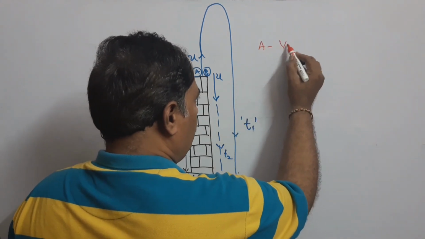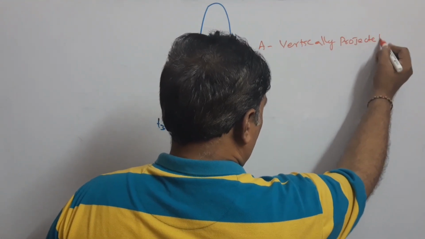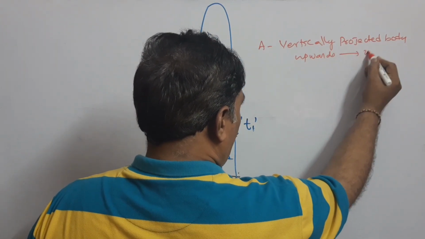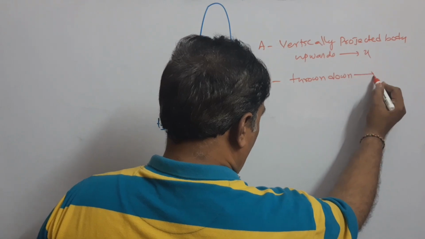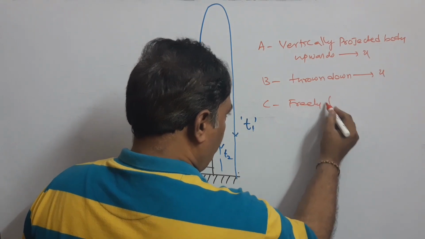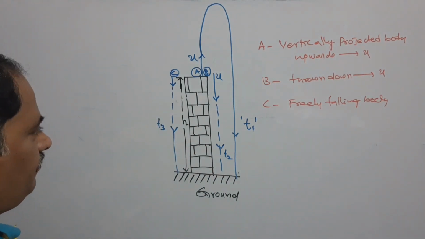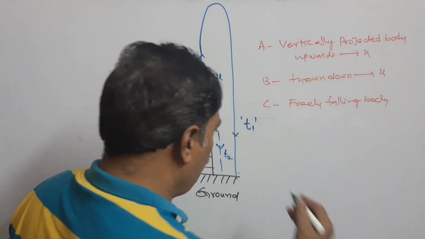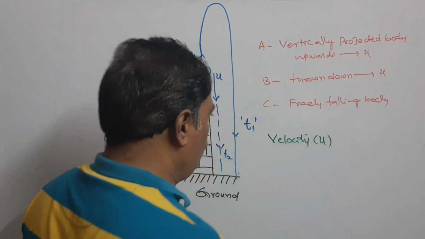So A, vertically projected body, that too upwards, velocity is u. Next, thrown down with the same, which is nothing but u. Third one, freely falling body. In the case of these three, the first one, the velocity of projection is nothing but u. Velocity of projection, if you want to take u.